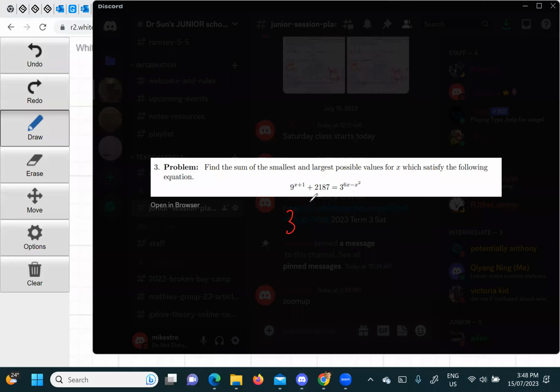So 3 squared is 9. So that becomes 3 to the 2x plus 2. And 2187 is actually 3 to the power of 6. Okay, but because these are real numbers, x... Power of 6 or power of 7? 7. Oh, maybe it's 7. I can quickly check that. So 3 cubed is 27, 3 to the 4 is 81, 3 to the 5 is 243. Yeah, so it's going to be more than 6. Yeah, 7.